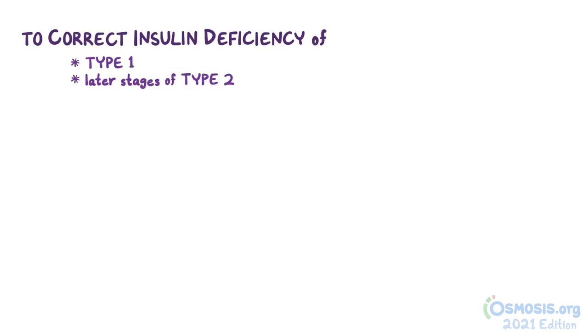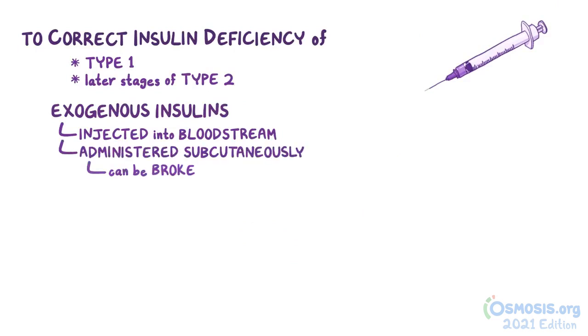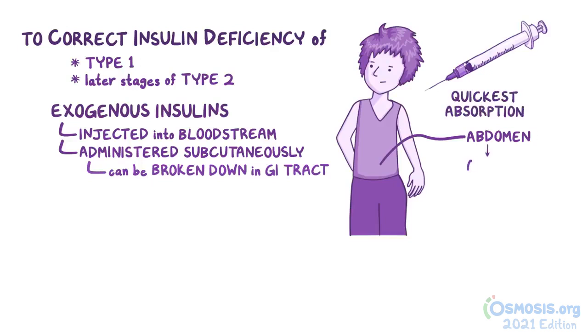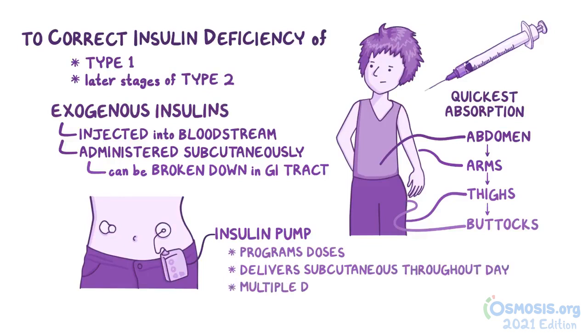In order to correct the insulin deficiency found in type 1 diabetes and the later stages of type 2 diabetes, exogenous insulins may be injected into the bloodstream. Insulin is administered subcutaneously because it can be broken down in the GI tract. It's typically administered through syringes or insulin pens. When injected into the abdominal region, the absorption is the quickest, followed by arms, thighs, and buttocks. Some diabetics prefer the insulin pump, since insulin dosages are programmed into the device and will be delivered subcutaneously throughout the day, thus preventing the need for multiple daily injections.